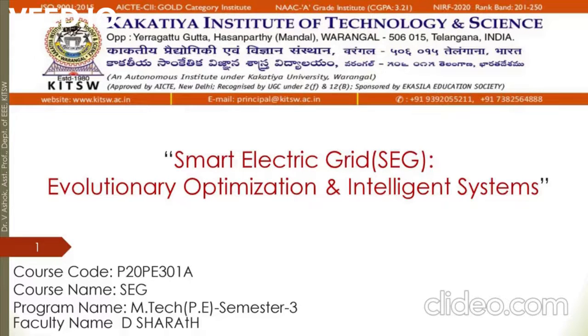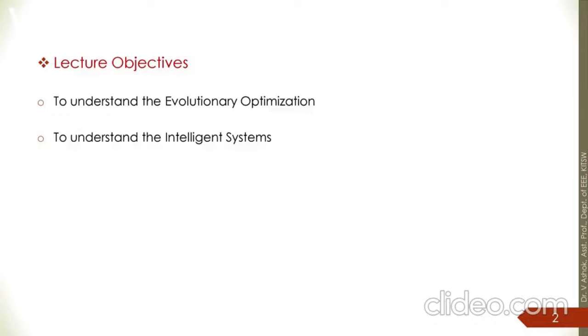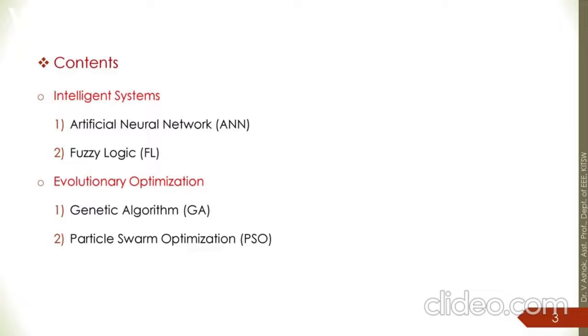So in previous classes we discussed various tools and technology of the smart electric grid. Now we are continuing with evaluation, optimization and intelligence systems which are used in the smart grid. To understand evaluation optimization and intelligence systems are our basic lecture objectives. So you study different systems: fuzzy logic systems, neural networks. The main contents are intelligence systems, in that we discuss ANN, fuzzy logic, and evaluation optimization.